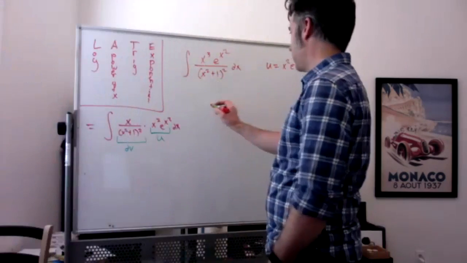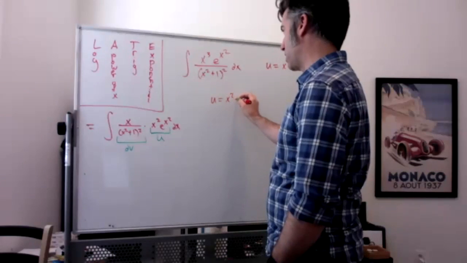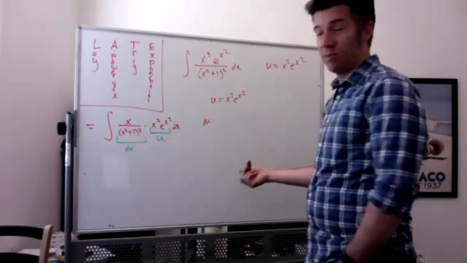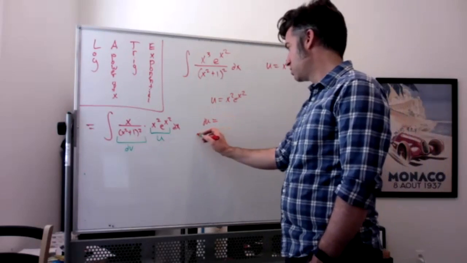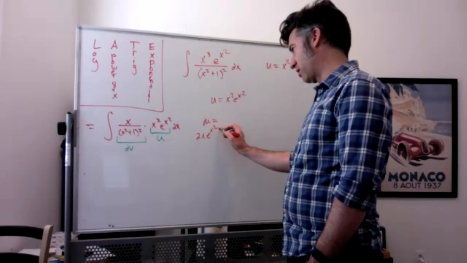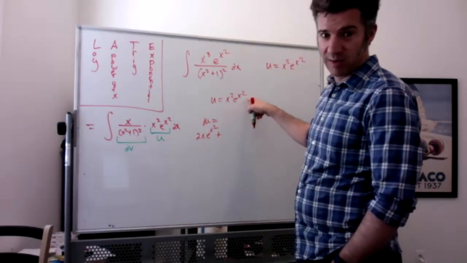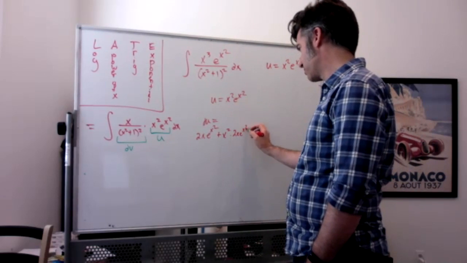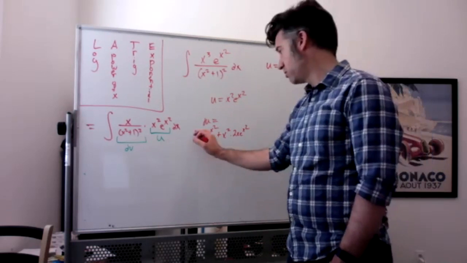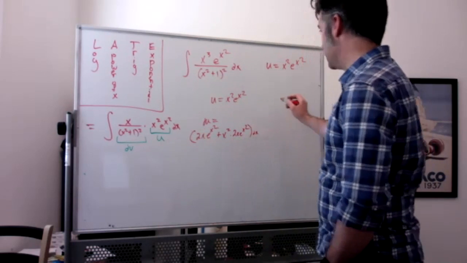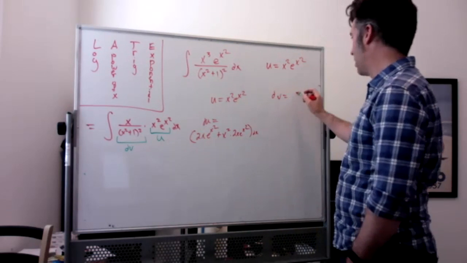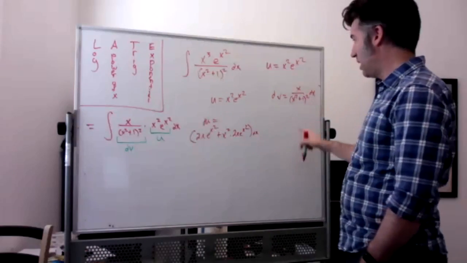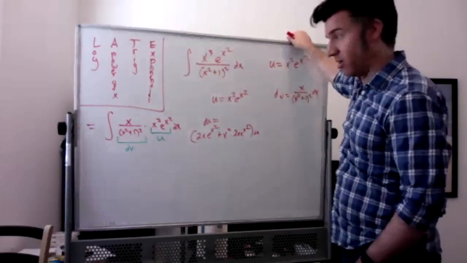But right, if we let u equal x squared e to the x squared, then my du is terrible. I have to use the product rule. It's going to be 2x e to the x squared plus x squared times e to the x squared times 2x. Okay, that's already awful. My dv is going to be x over x squared plus 1 squared dx. And the antiderivative of that, let's do a u-sub on the other side of the board real quick.